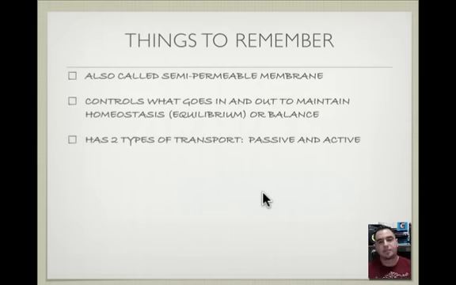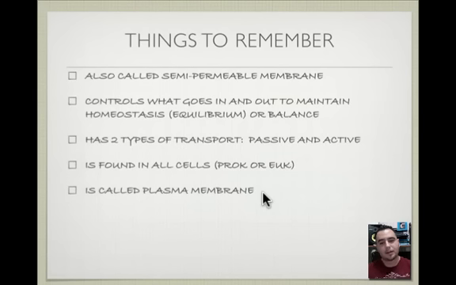It has two types of transport. You're going to hear about passive and active. Passive, no energy. Active, uses energy. It's found in all cells, prokaryotic or eukaryotic. So every cell has to have a cell membrane. And it's also called the plasma membrane.